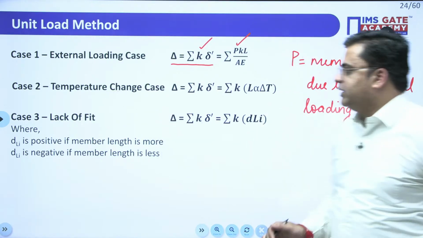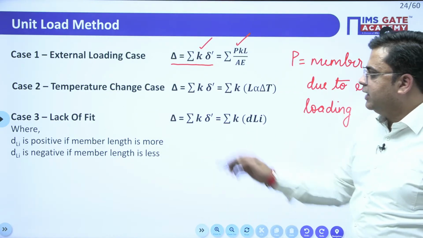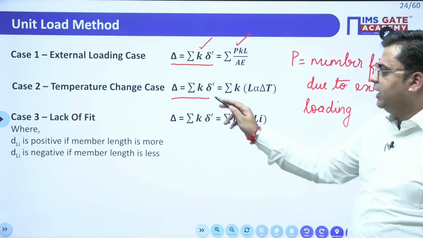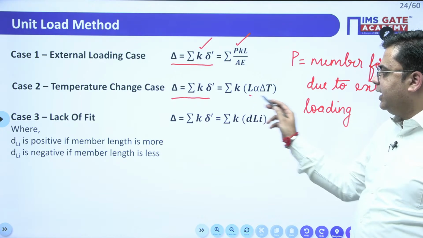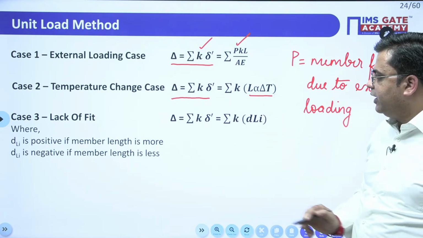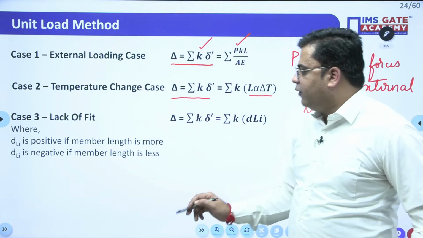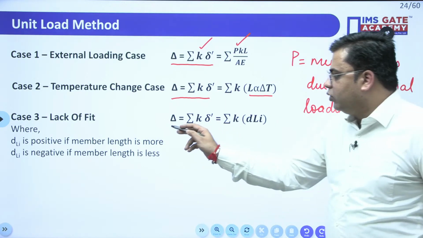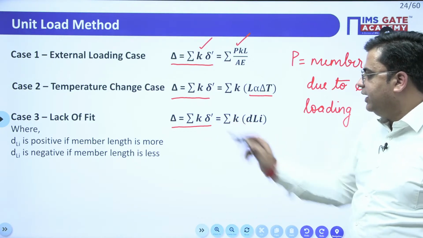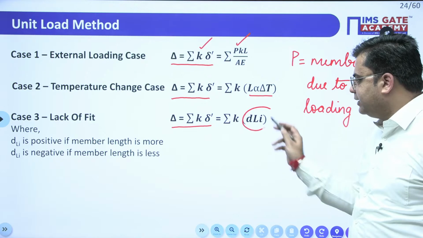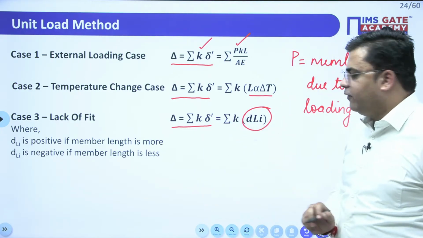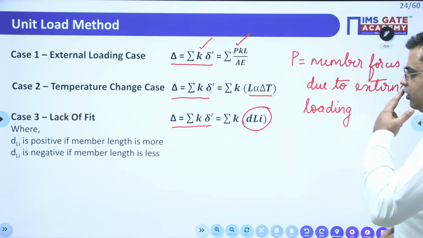Second is the temperature change case. For the temperature change case, deformation delta is again equal to summation of K into delta dash. Here delta dash is the change in length due to the change in temperature. So delta dash is equal to L alpha delta T. Next one is the lack of fit. For lack of fit, the total deformation delta is equal to summation of K into delta dash. Again here delta dash is the lack of fit present in any member, and K is the different member forces due to unit load, right?